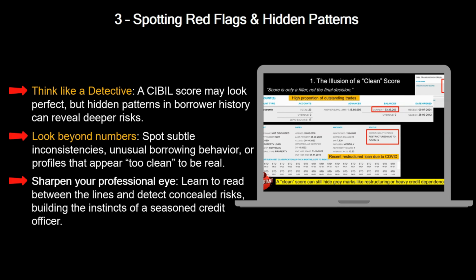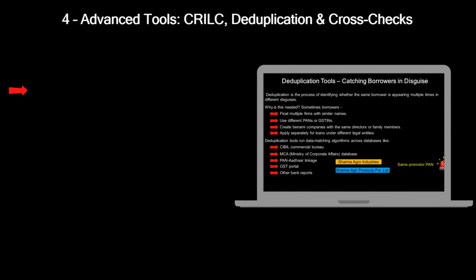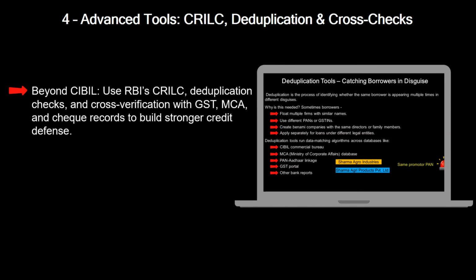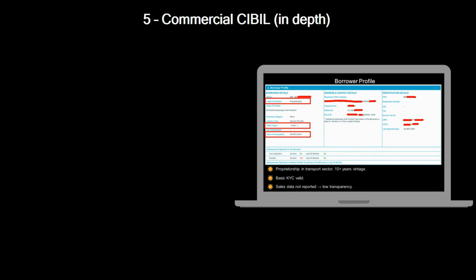The next module is about the advanced tools, that is CRILIC, deduplication and cross-checks. RBI expects you to use CRILIC for larger exposures, run deduplication checks to unmask disguised borrowers, and also cross-verify GST, MCA and dishonored cheques. Now this module gives you a basic introduction to some of these extra shields that make you an advanced credit professional. The next module is about commercial CIBIL.